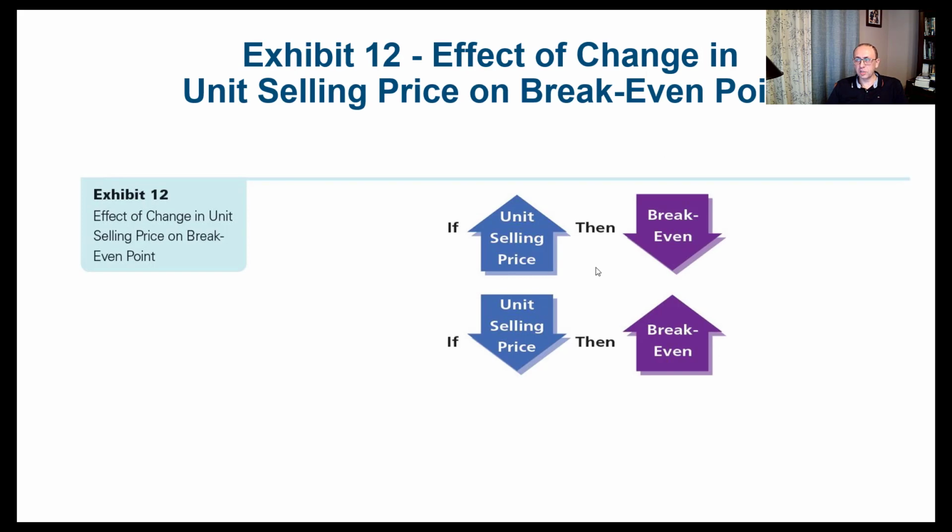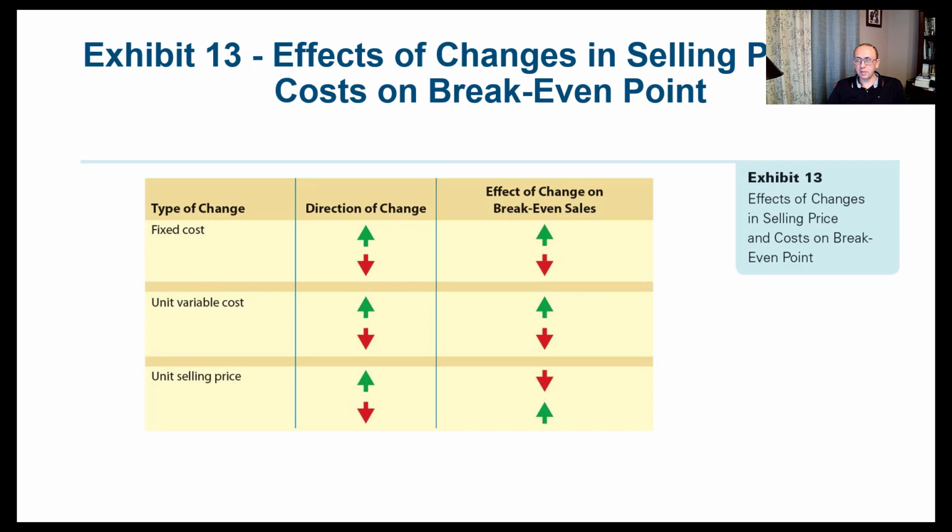So the relationship here is inverse. When the unit selling price goes up, the break-even point will go down, and vice versa. When the unit selling price goes down, the break-even point will go up. So this table just gives us an easy way to remember this relationship. Fixed cost and the unit variable cost work in the same direction as the break-even sales. The unit selling price and the break-even sales would be inverse. When this goes up, the other one will go down.